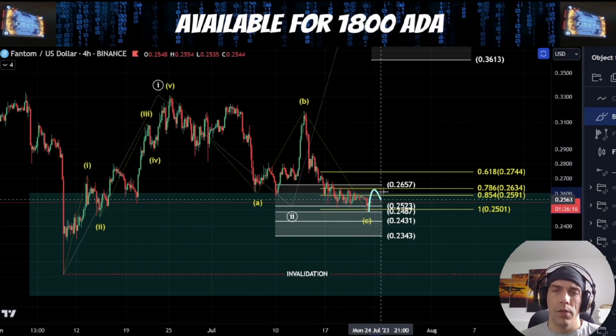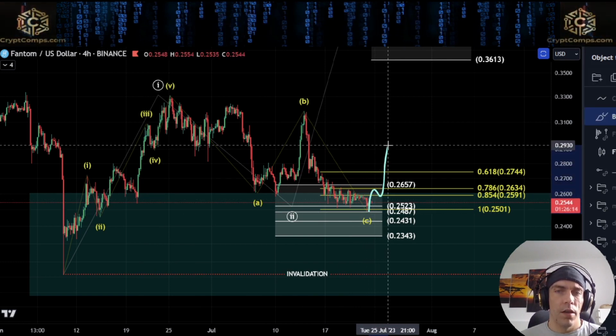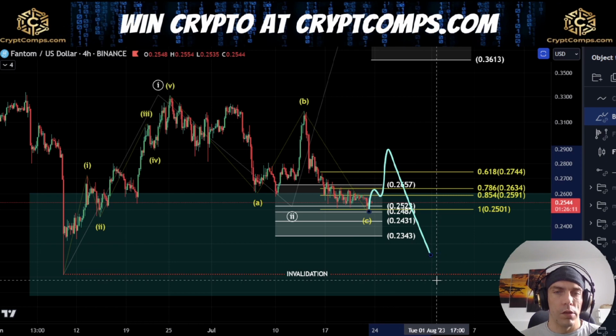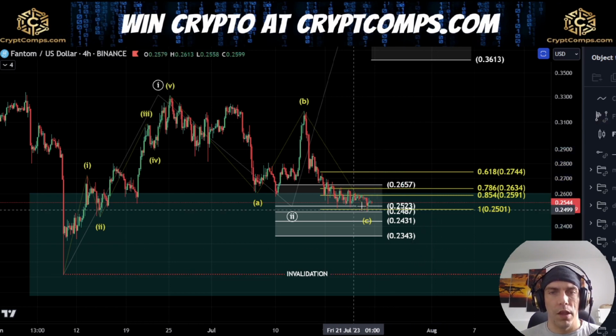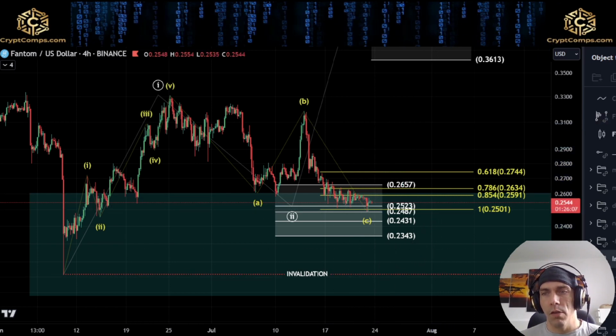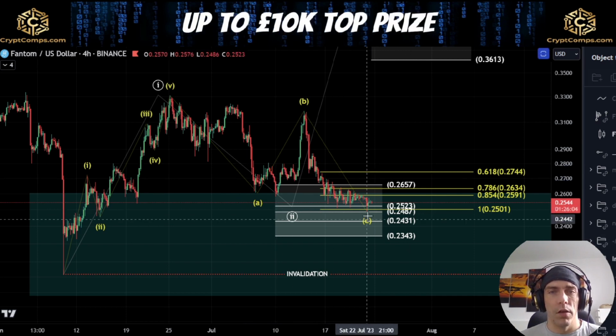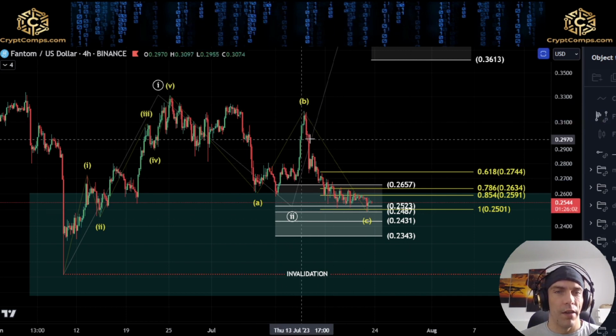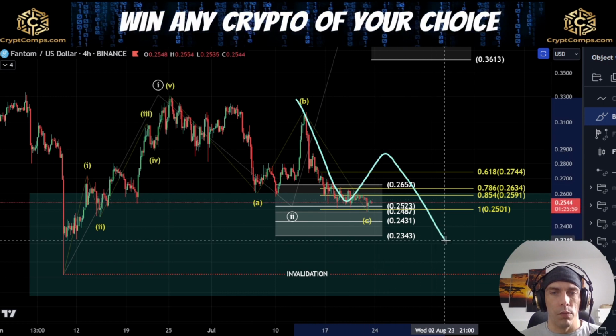If we do see another move to the upside here, this could actually still mean that we need to come back down here one more time. So we're going to have to keep an eye on that. If we fail to move up high enough, it could mean that, unless we take this high here, we could still see another move to the downside.